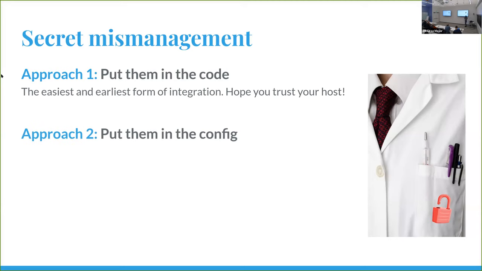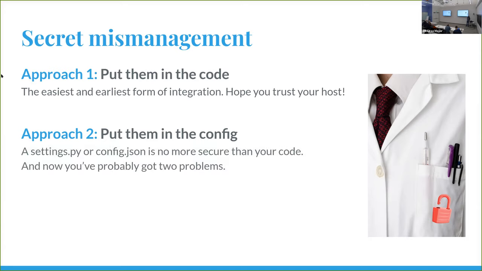Approach number two is to put them in the config. So if you use environment variables or something like that at work, then you're just pasting this into your CI config or your production config's environment variables. Maybe you have a Django site and you have put it in settings.py. And realistically, settings.py is not any more secure than your code. So really, you've just got two problems.